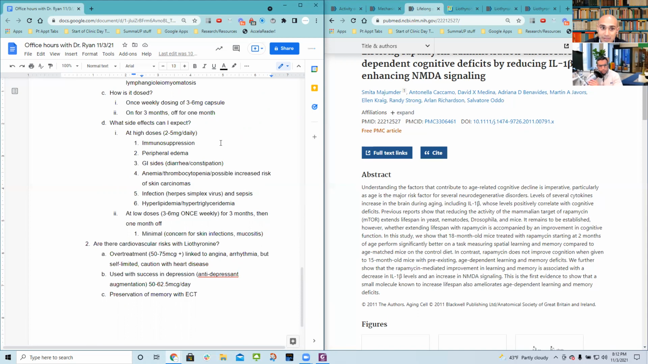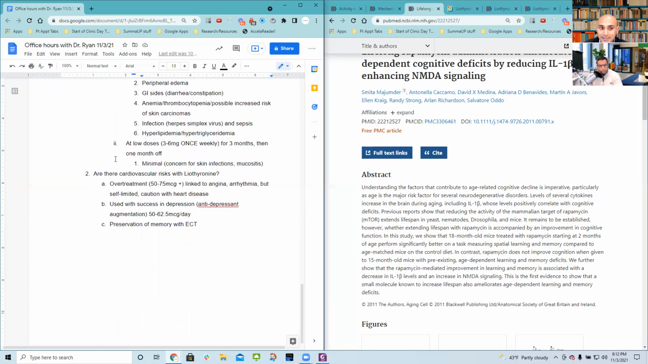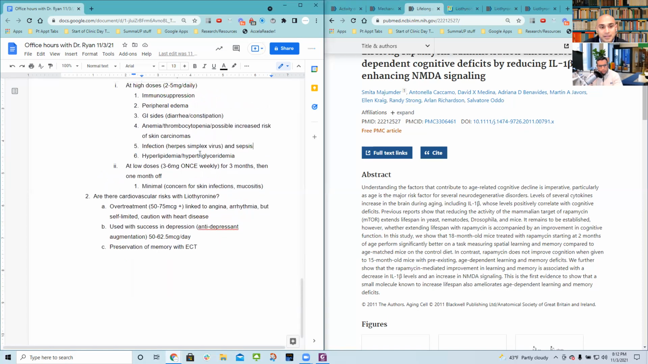And remember, the dose that we typically do for renal transplant patients is 2 to 5 milligrams daily, right? Now, at anti-aging doses, 3 to 6 milligrams once weekly for 3 months, and then 1 month off, the effects are pretty minimal. The main concern that we've seen, particularly my colleagues that utilize this pretty frequently, is mucositis, and that is basically like ulcerations in your mouth, and that's mainly because the cells within your oral mucosa tend to divide pretty quickly, and adding in rapamycin can lead to some cellular breakdown, but generally it's self-limited, and so if you take a week or 2 off rapamycin, it goes away.